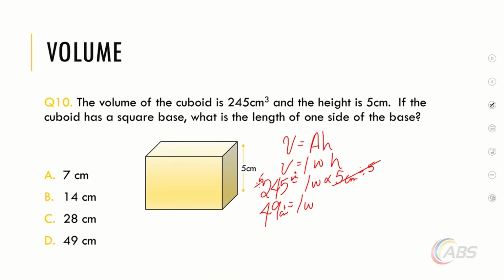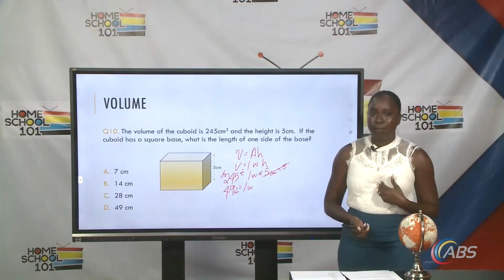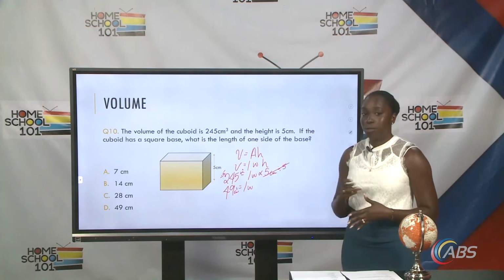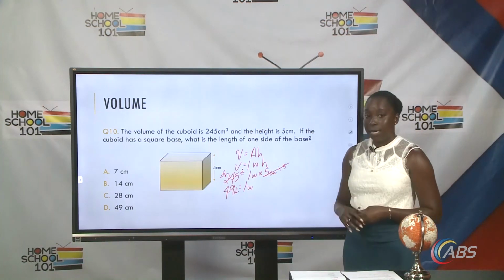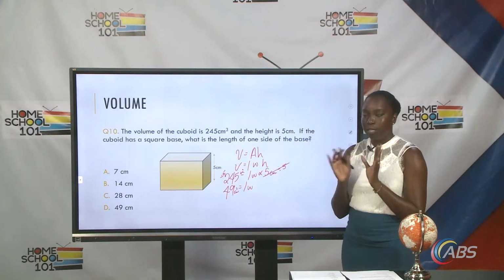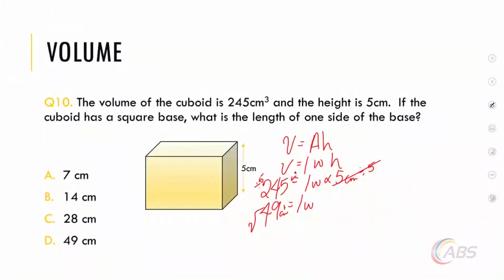Okay, 49 centimeters. So again, since the base is a square, and that means that the length and the width are equal, we have to find the square root of both sides, because again, the L and the W are valued the same. So we could consider them to just be L or just be W. So if we find the square root of both sides, the square root of 49, that is now going to give us 7. And so the length or the width is equal to 7 centimeters.